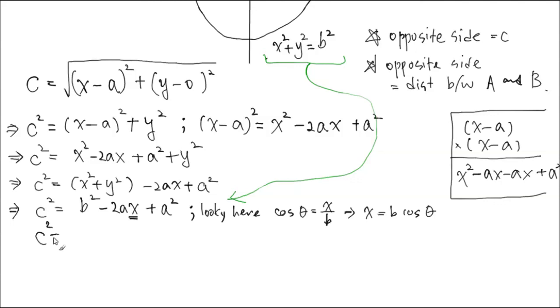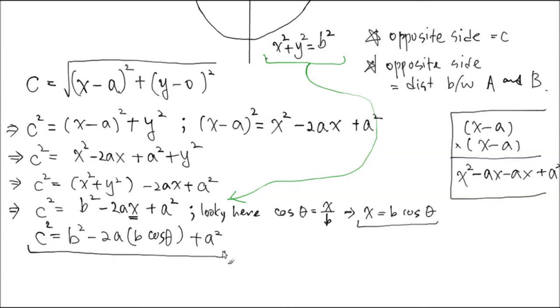So I'm going to do that. C squared is b squared minus 2a times x, and x is now replaced by this identity here, b times cosine theta, plus a squared. Now we got rid of all the x and y. This statement is just about a, b, c, and theta, right? Do you remember this statement? C squared is a squared plus b squared minus 2ab times cosine theta. This is the law of cosines.